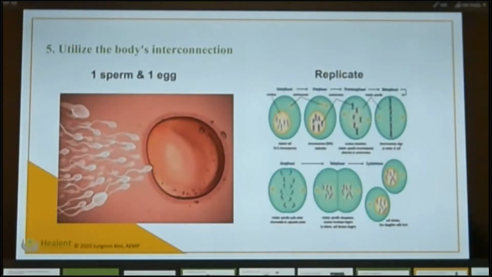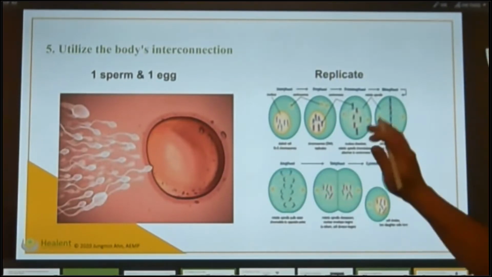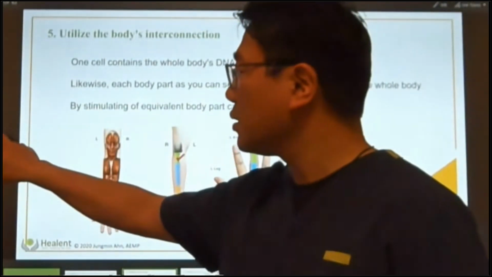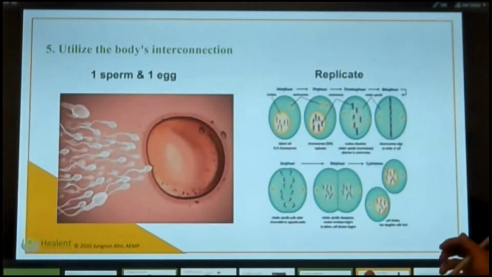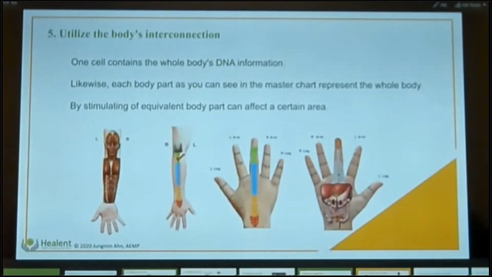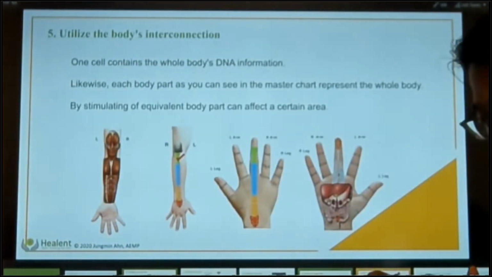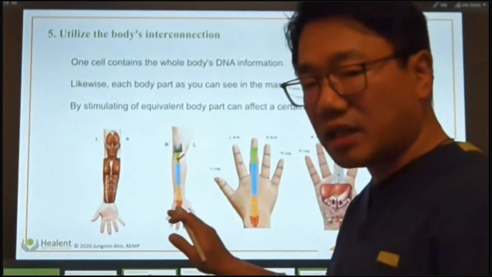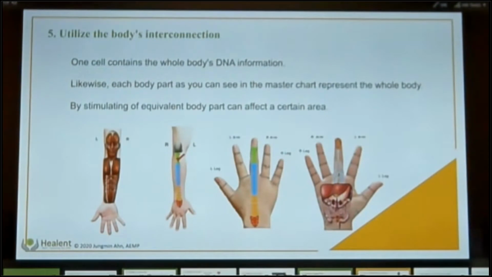And we are from one sperm and one egg. With the replication process, one cell is divided into two cells. And when it divides, they all hold the DNA information. That's why we can have DNA tests with a single hair. So likewise, whole DNA information is duplicated, so each part of our body contains whole body information.